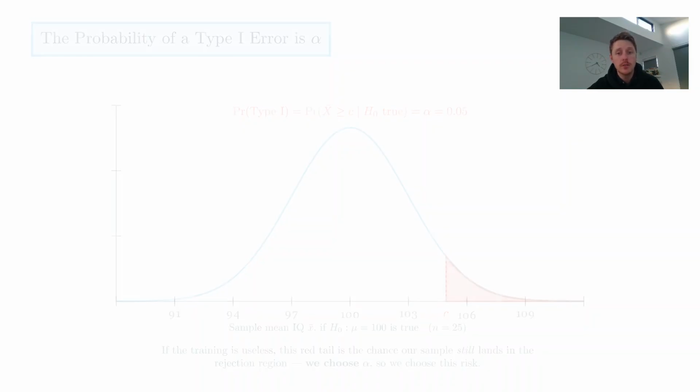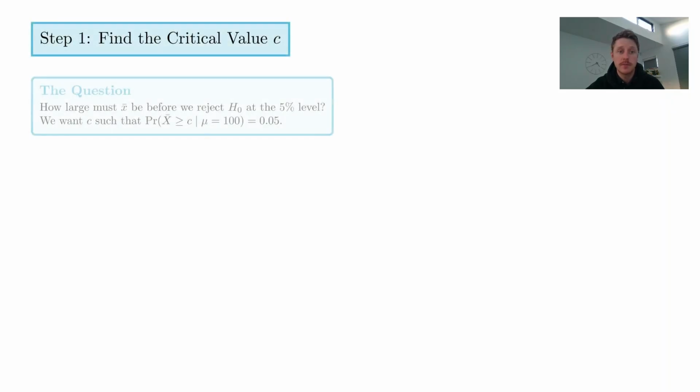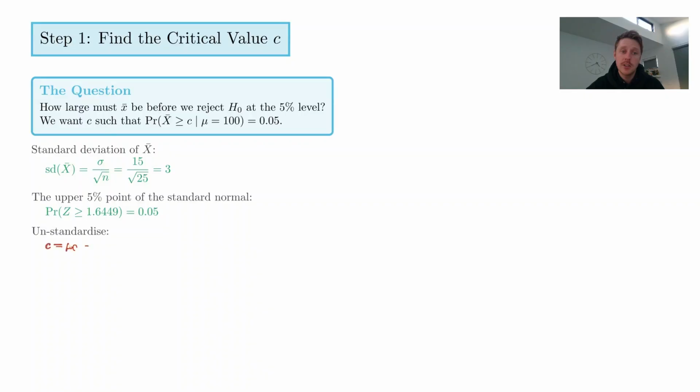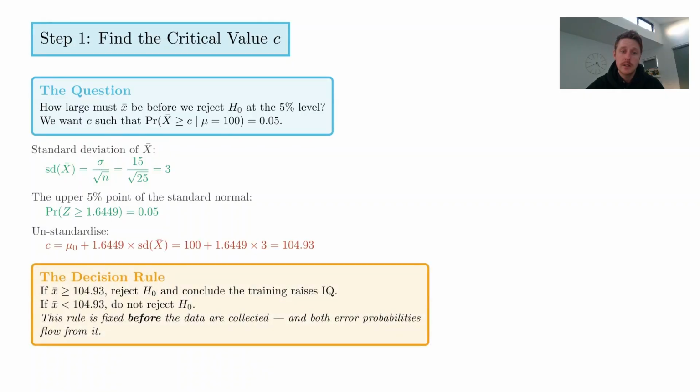So what we need to do now is calculate that C value. How big is that C value? What does the sample mean need to be before we reject the null hypothesis at the 5% level? We want C such that the probability of the distribution taking on a value greater than or equal to C, given that the mean is 100, is 0.05. The standard deviation is 3.